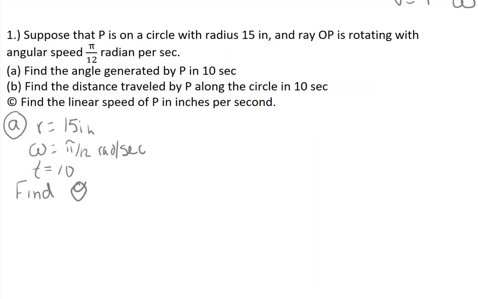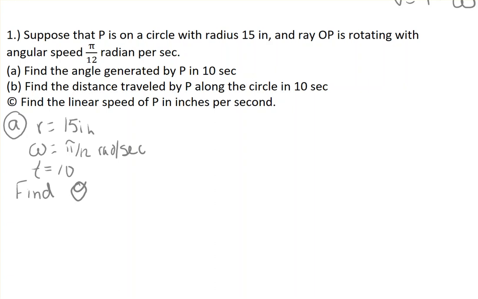We know that the radius is 10 inches. We know that the angular speed is going to be pi over 12 radians per second, and our time is 10 seconds based on part A. Okay, find the angle generated by P in 10 seconds. So the question says find the angle, which is finding theta.